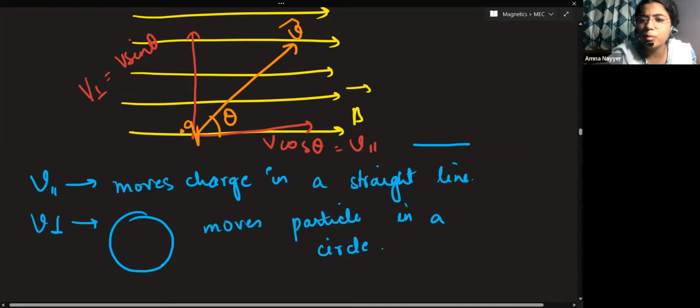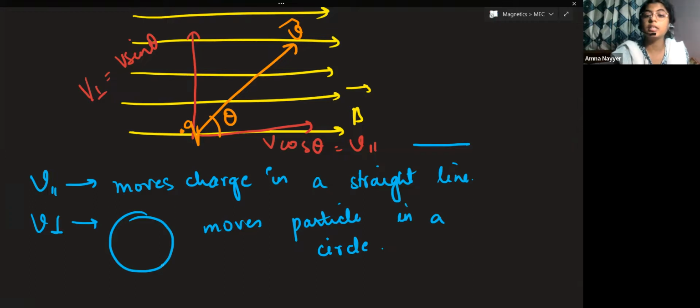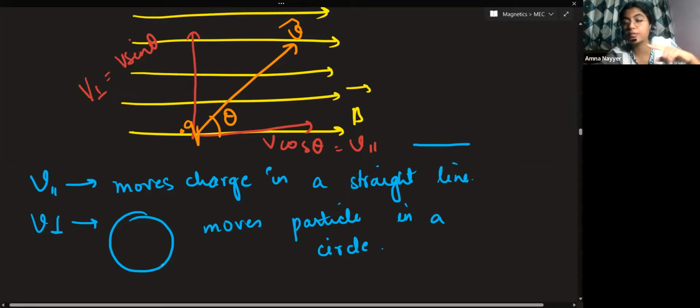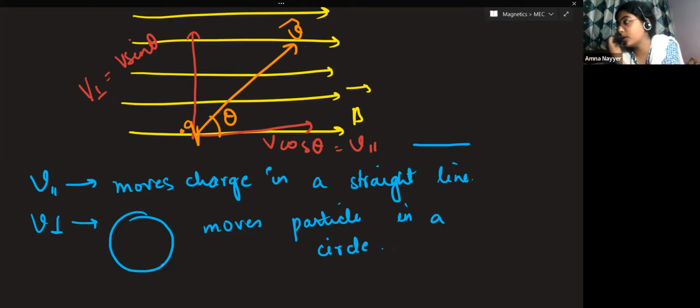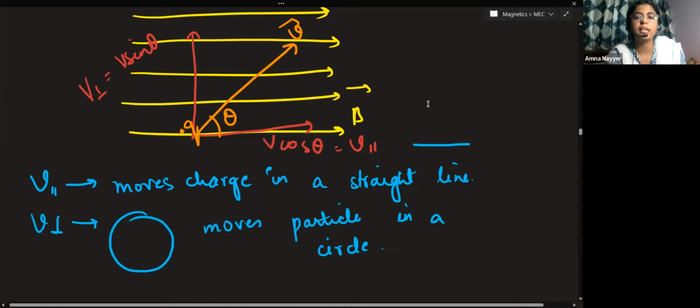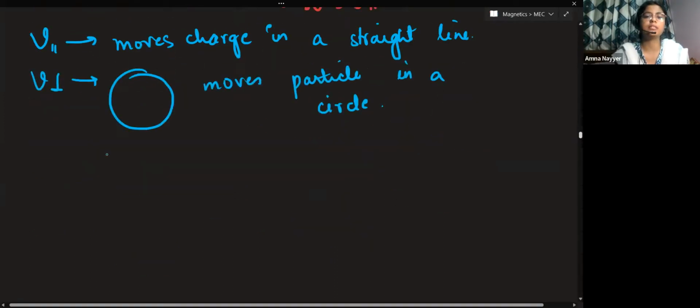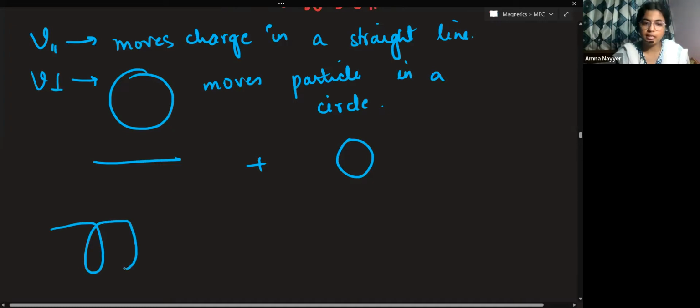So right now what is happening? Either of them is not working alone. Both of them are simultaneously working. V parallel is also there. V perpendicular is also there. So a motion where a straight line is interrupted by a circular curve, then again a straight line, which is again interrupted by a circular curve. Basically this motion combined with this. So it's like this, then a curve, then V parallel is acting, then V perpendicular, V parallel, V perpendicular.